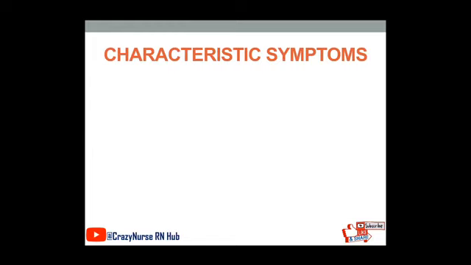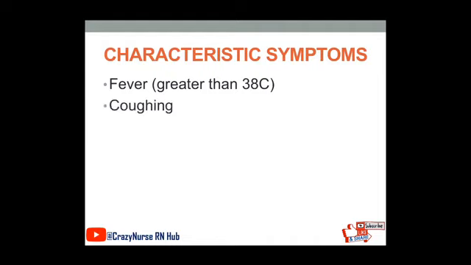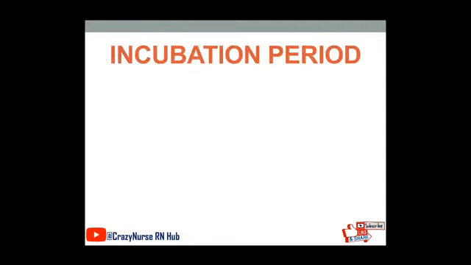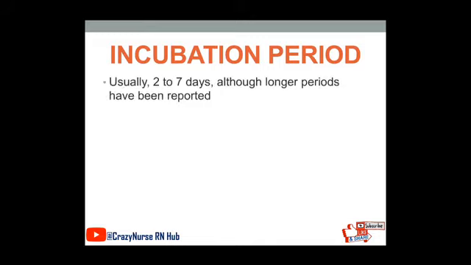Now let's have the characteristic symptoms. Fever greater than 38 degrees Celsius, coughing, difficulty of breathing, headache, overall feeling of discomfort, body aches, and diarrhea. So these are the characteristic symptoms of severe acute respiratory syndrome. Now let's discuss the incubation period. It is usually 2 to 7 days, although longer periods have been reported.